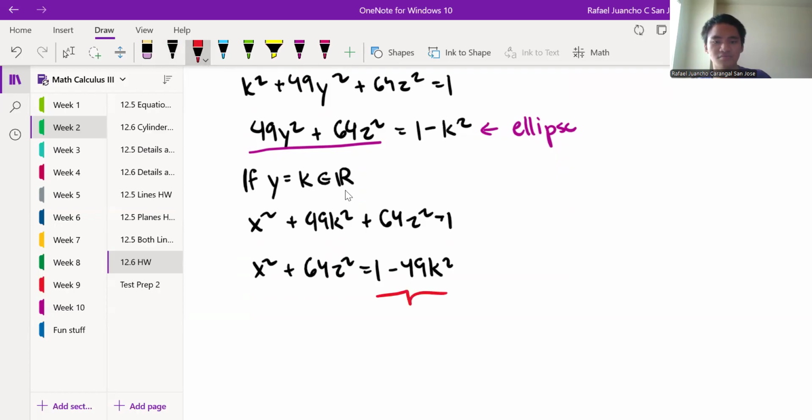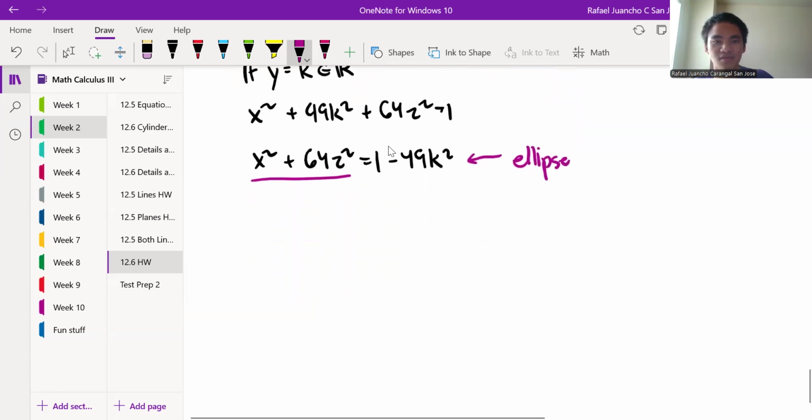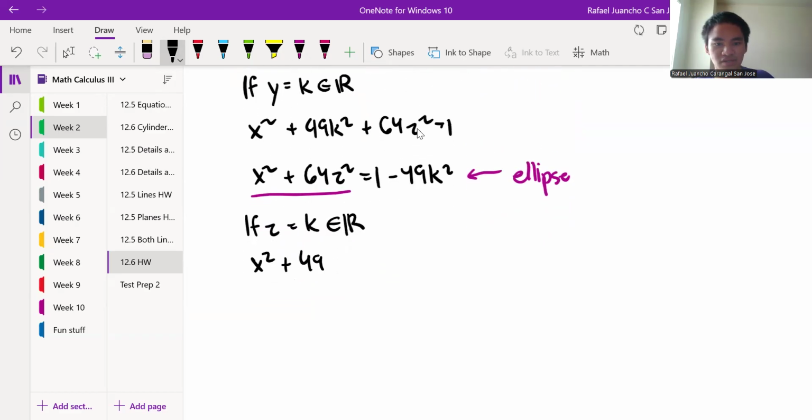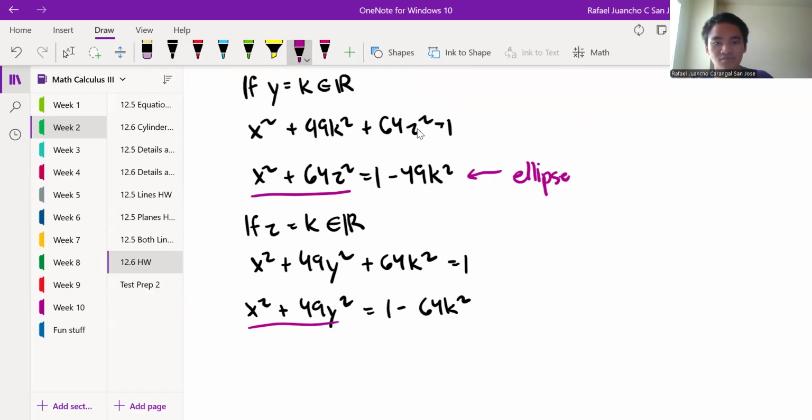So now we have some number, and this thing. So we want to focus on this thing. What is this? Again, we have 2 variables. They're both second degree. There's a plus, and then they have different numerical coefficients. So they're an ellipse. And lastly, if we do z, and z is, okay, let's just plug in the stuff. 49y squared plus 64k squared equals 1. Then again, we keep on switching, and oh boy, we have another ellipse, right?